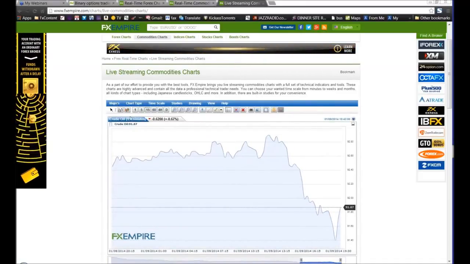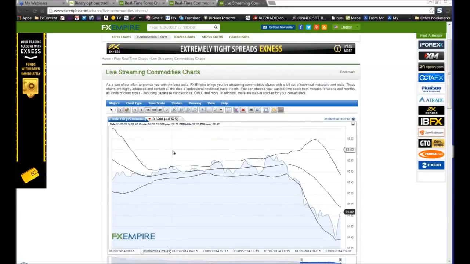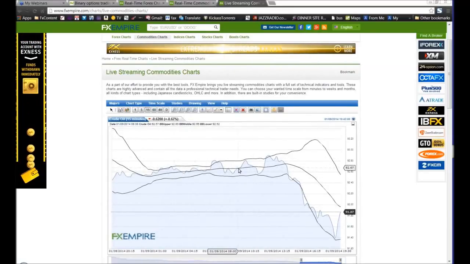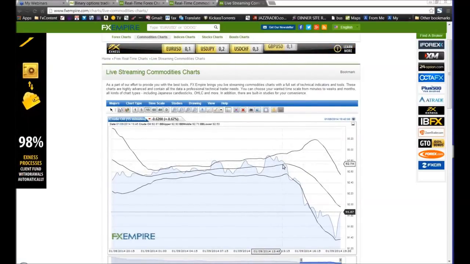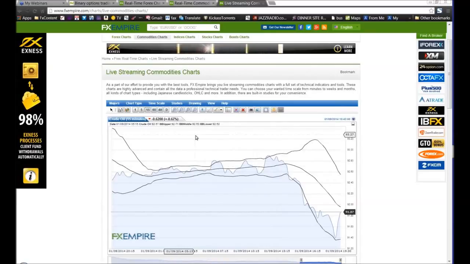Okay, we have crude oil. We're going to go apply studies, and that means we're going to apply Bollinger Bands. So now let's put the three bands on. The center band is the moving average of the price, which we don't need here at all. Then we have the upper band and the lower band, which is a 2 into 20 band.